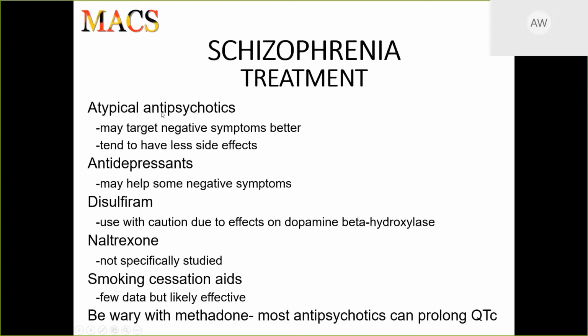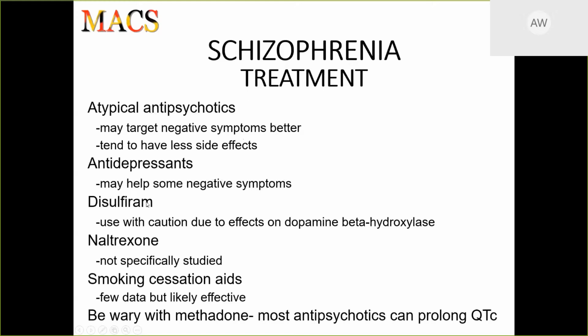There's some evidence that using atypical antipsychotics may be more helpful with people with comorbidity, may help a little bit more with the negative symptoms, and may have fewer side effects than the older typical antipsychotics. Some evidence that adding an antidepressant may help with some of the negative symptoms as well.